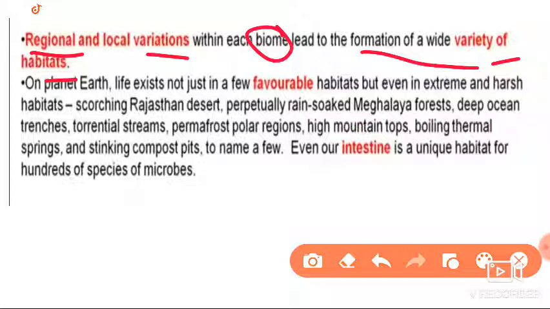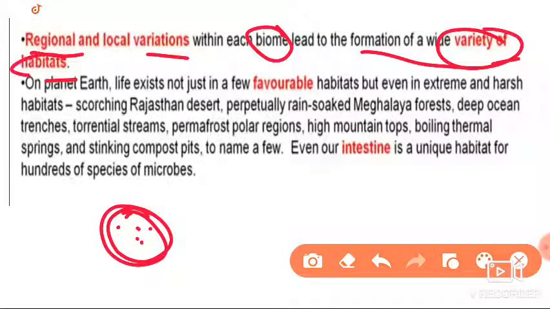For example, in the desert biome, local and different regional variations are present, and there is a formation of a wide variety of habitats. So many habitats are formed in a single biome. On the planet, life exists not just in a few favorable habitats.